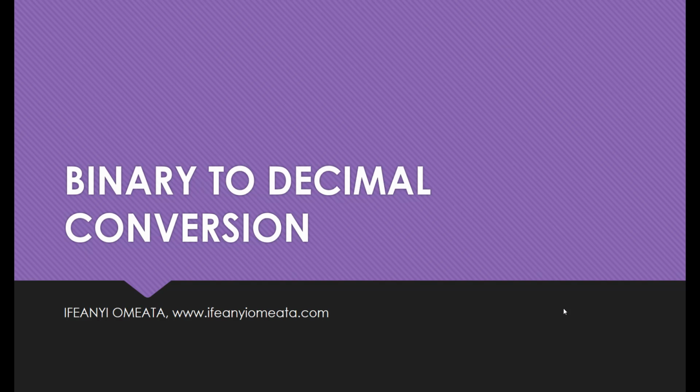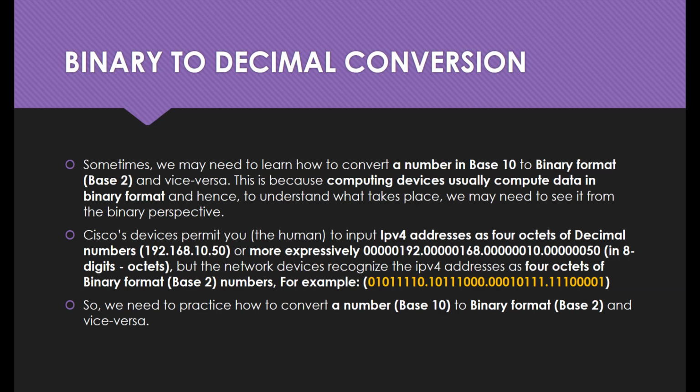Binary to decimal conversion. Sometimes we may need to learn how to convert a number in base 10 to binary format in base 2 and vice versa. This is because computing devices usually compute data in binary format, and hence, to understand what takes place, we may need to see it from the binary perspective.